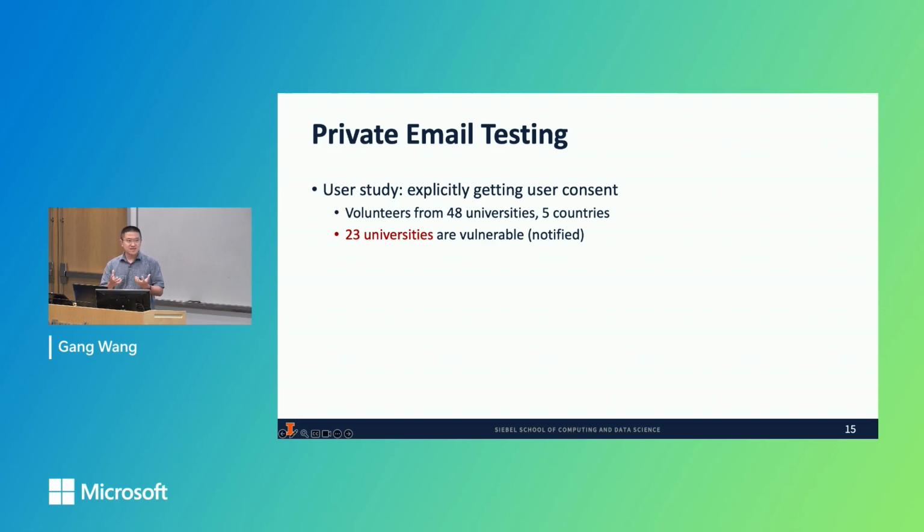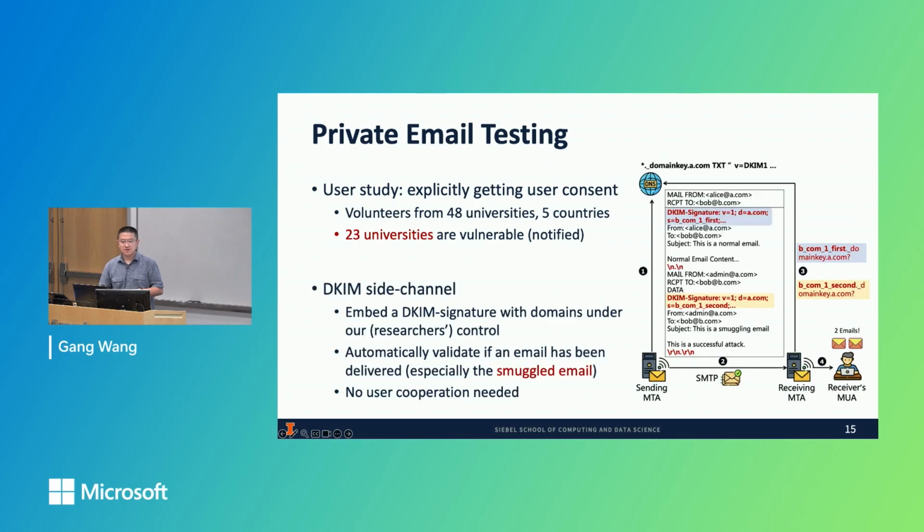The point here is not just getting a very small sample of biased results, but more so to test a bunch of methodologies, because we wanted to do some passive testing, right? So one of the questions is, how do you know that the email actually successfully split into two, right? So we found that there's a DKIM side channel you can use.